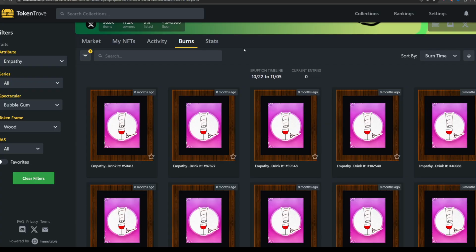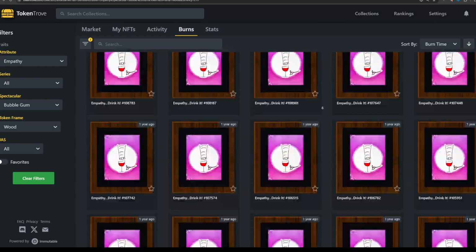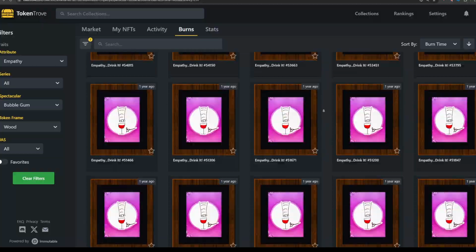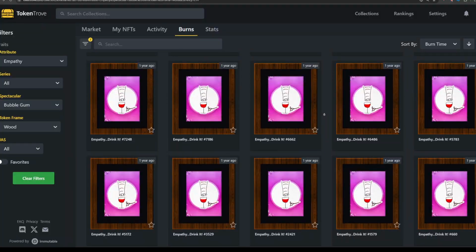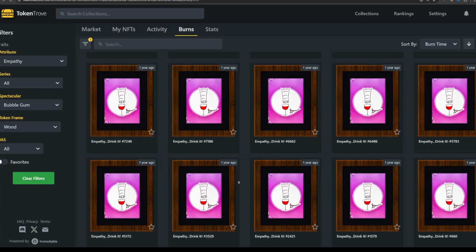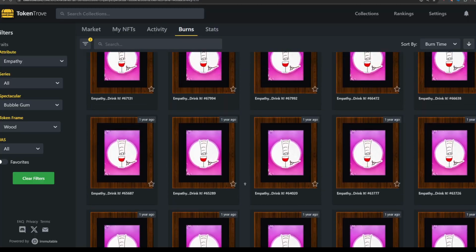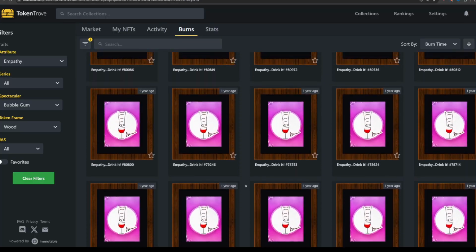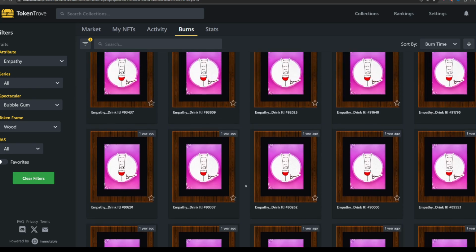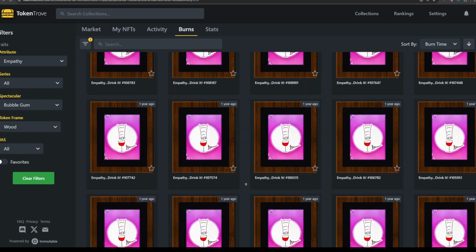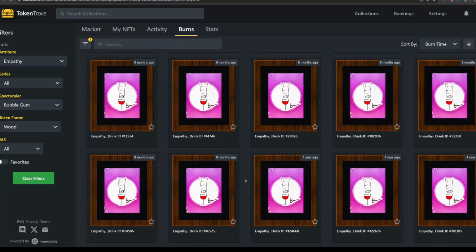Let me take a look at the burns. Okay, wow, yeah, there's a lot of burns here. Interesting. I wonder what that will do to the price going forward. Wow, these are a lot of individual burns. It's not the same as tokens. Each one of these is a book game that has been taken off the market.